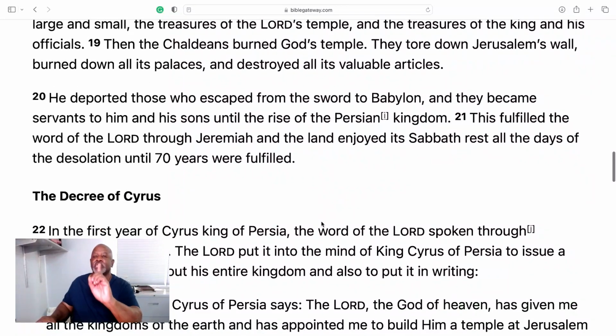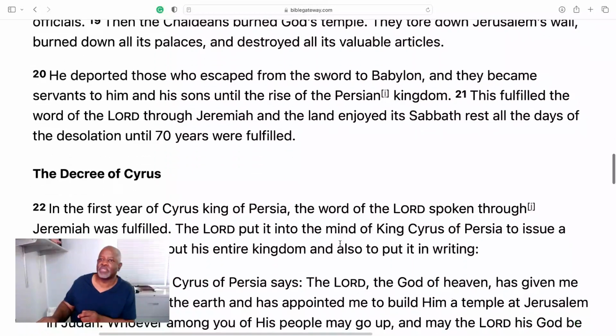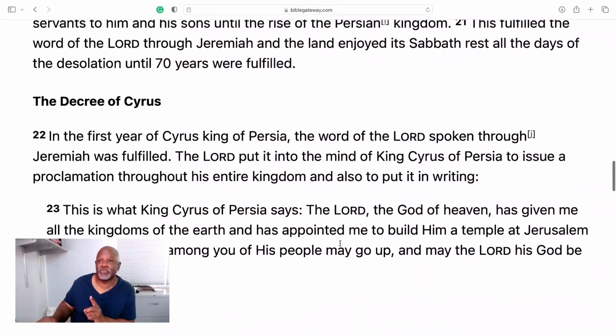He deported, watch this, he deported those who had escaped from the sword of Babylon, and they became servants to him and his sons until the rise of the Persian kingdom. Excuse me, this is important. This fulfilled the word of the Lord through Jeremiah, the land enjoying its Sabbaths all the days of its desolation until 70 years were fulfilled.